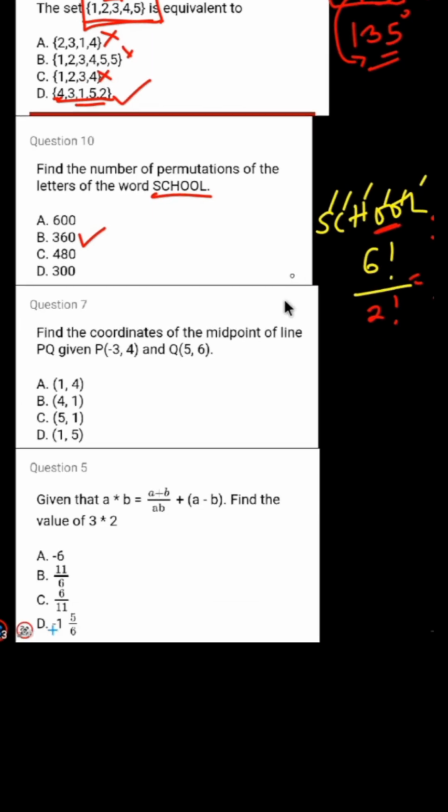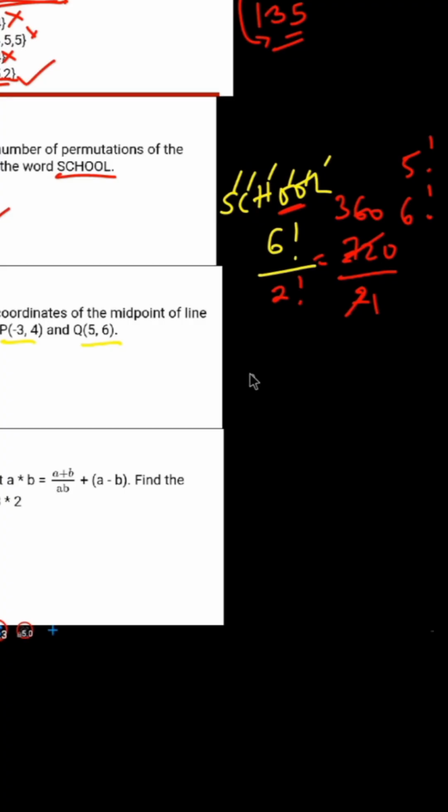The next one is: find the coordinate of the midpoint of the line PQ. The midpoint means the middle of a particular line segment. So they give you 2 points, P and Q. Look at P here and look at Q here. If you put them in terms of coordinates, P is -3, 4, while Q is 5, 6.